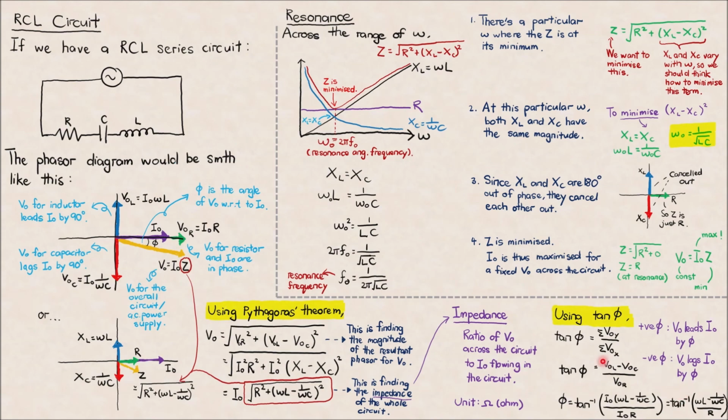These are ways for you to determine the phase angle. If the phase angle is positive, it means V naught is leading I naught: the overall V for the AC circuit is leading the I naught flowing through the circuit. If it's negative, then the V naught across the circuit is lagging behind the I naught by phi. I'm just giving you the actual formula that is discussed in textbooks, but basically it's just Pythagoras theorem and tangent phi.